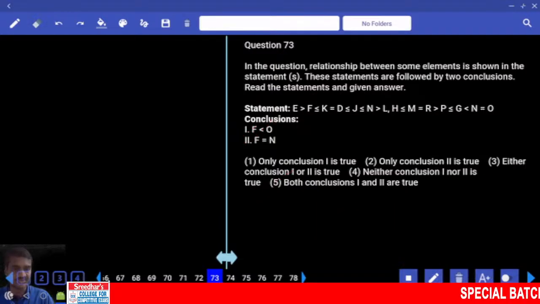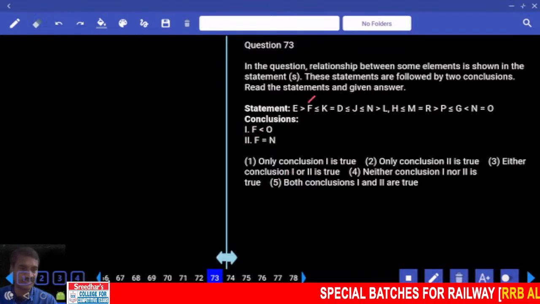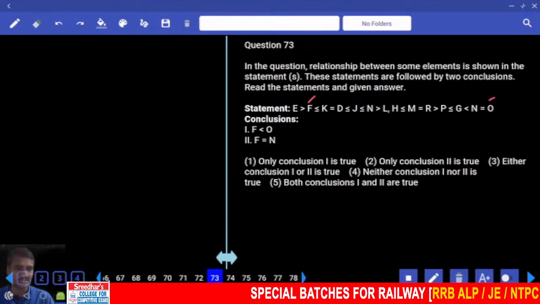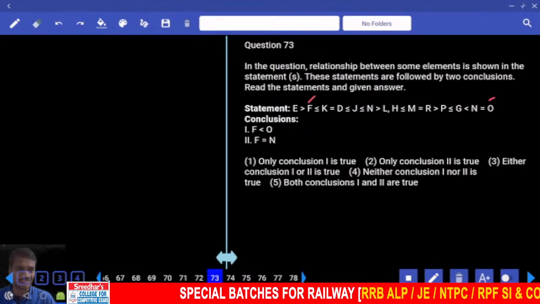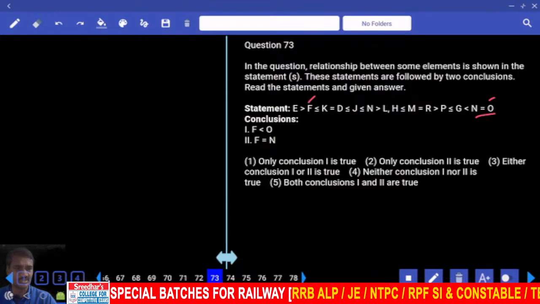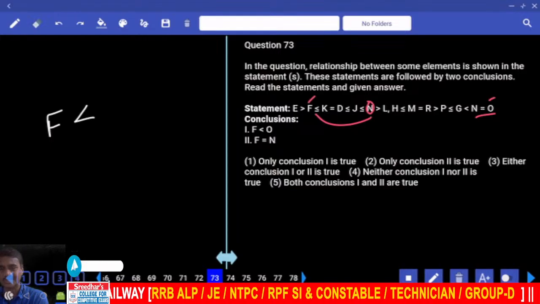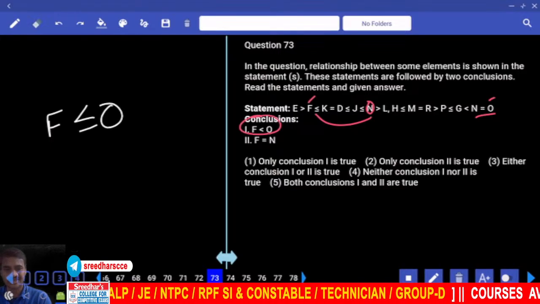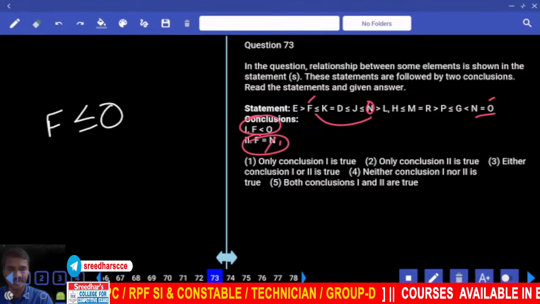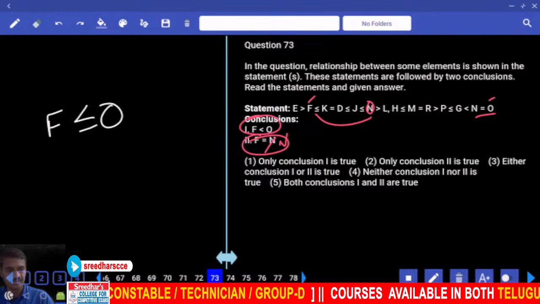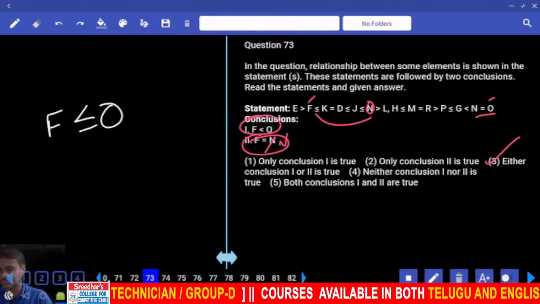The next one 73, F and O. Now in this F and O, now F is here and O is here. Which element is common? N is common. Now N equals to O means N and O are one and the same. Now from F to O, F is either lesser than or equals to. Either lesser or equals to. O equals to N. Hence either 1 or 2 choice 3, question number 73.